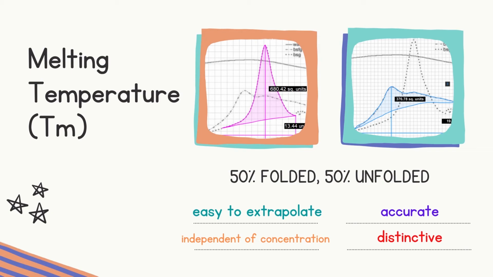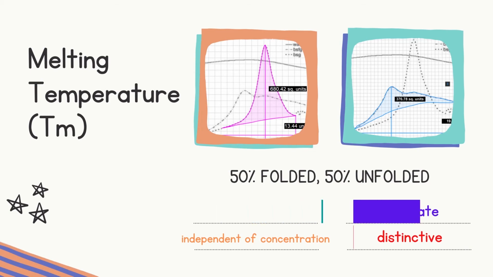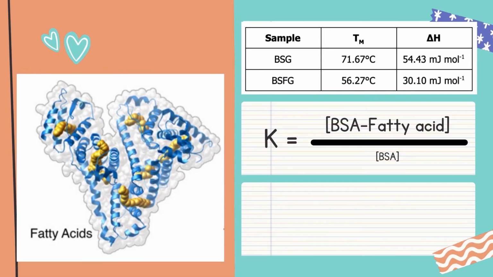Moreover, calculations for delta H, delta S, and delta G are dependent on Tm and baseline construction. Tm can also be a distinguishing feature between unknown protein samples, buffers, and substrate binding affinity. Now that we know the implications of Tm, let's look at our data again. An increasing Tm and delta H of unfolding means that the BSA fatty acid complex is more stable than BSA alone. This makes BSA an effective fatty acid carrier.